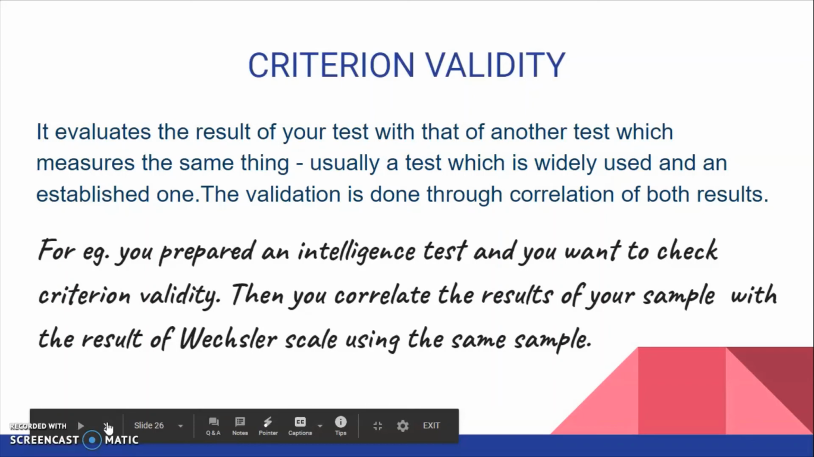For example, you prepared an intelligence test and you want to check the criterion validity. So the tool is made by yourself to measure the construct intelligence. Then you correlate the results of your sample with the result of Wechsler's scale using the same sample. Wechsler's scale is an established tool to measure intelligence, so to measure the IQ. So we administer both tools to the same sample, and we correlate the results, and then we see whether the criterion validity is there or not.